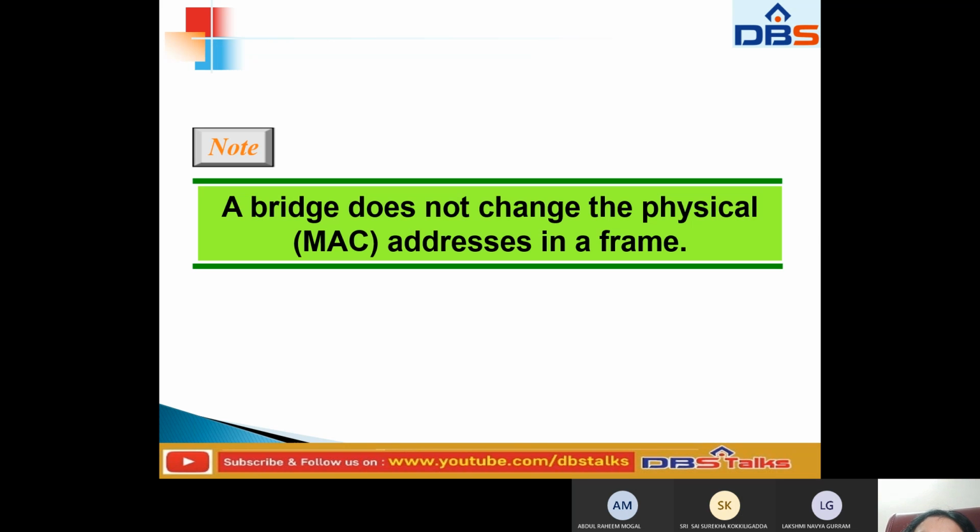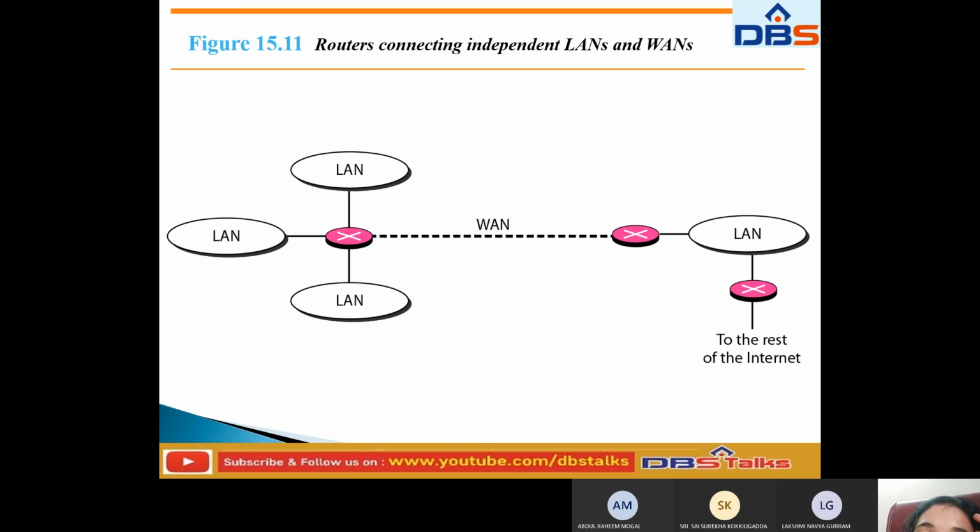Okay, next coming to the bridge: it does not change the physical MAC address in a frame. So whenever we are using the bridge, it doesn't change any physical MAC address in the frame. Next, these are the routers connecting independent LANs and WANs. I have the routers in the middle in pink color, marked with a cross. Those are the routers, and on either side we have the LAN and WAN.